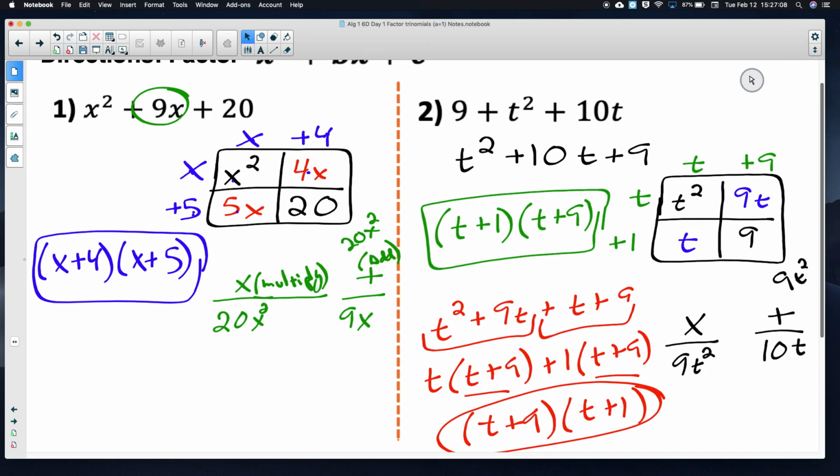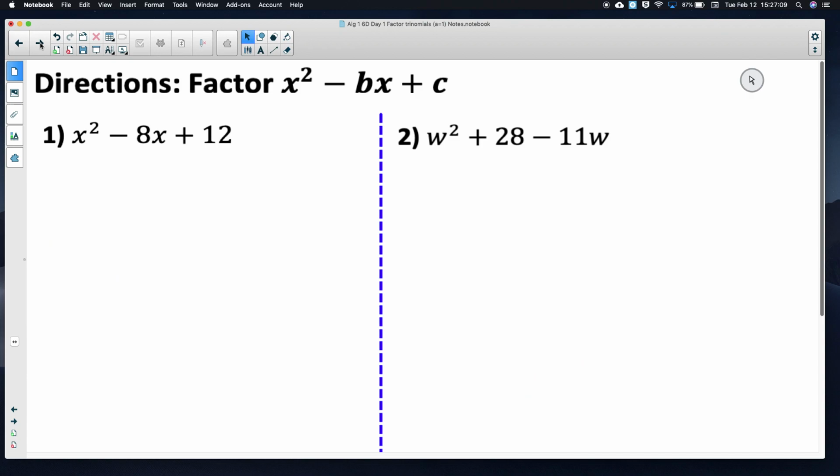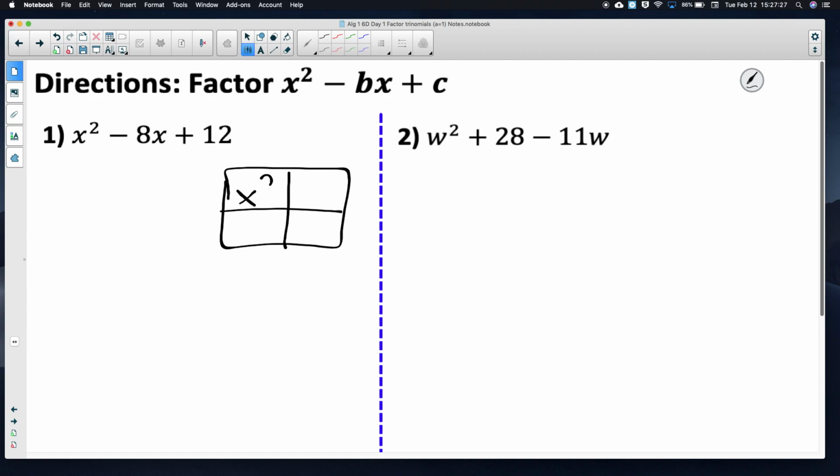All right, let's keep using the box on some new problems. Notice here, we're trying to factor quadratics, x squared minus bx plus c. So we're going to deal with some negatives now. It's in standard form. That's good. No GCFs. Let's go straight to our box. So I've got x squared and 12. They need to multiply to give me 12x squared, and they need to add to give me negative 8x.